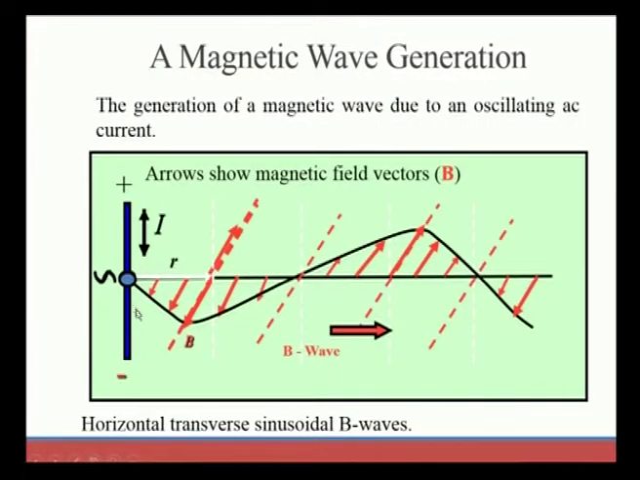The generation of a magnetic field is due to the oscillation of the charge, or we can say the AC current. So, this is how the field will be formed, and the arrow shows the electric field vectors here, and it is moving in these directions. The horizontal transverse sinusoidal B wave is what it is representing in the figure. So, finally, by merging the electric field and magnetic field we get the electromagnetic wave.